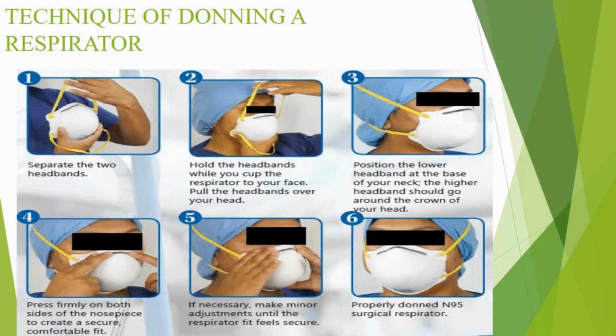This is the technique of donning a respirator. First, you should separate the two headbands. Then hold the headbands while you cup the respirator to your face. Pull the headbands over your head. Position the lower headband at the base of your neck. The higher headband should go around the crown. Next, press firmly on both sides of the nosepiece to create a secure, comfortable fit. If necessary, make minor adjustments until the respirator feels secure. Properly don the N95 respirator.